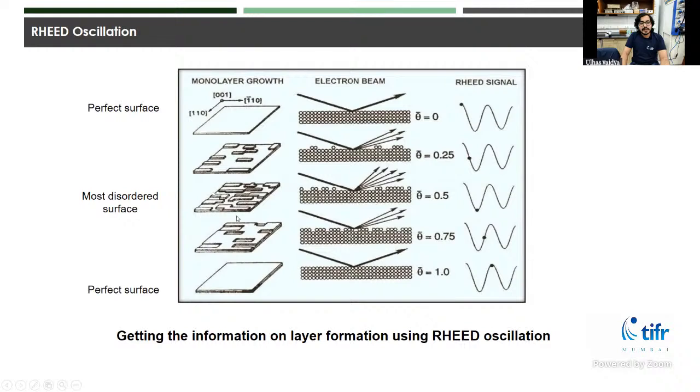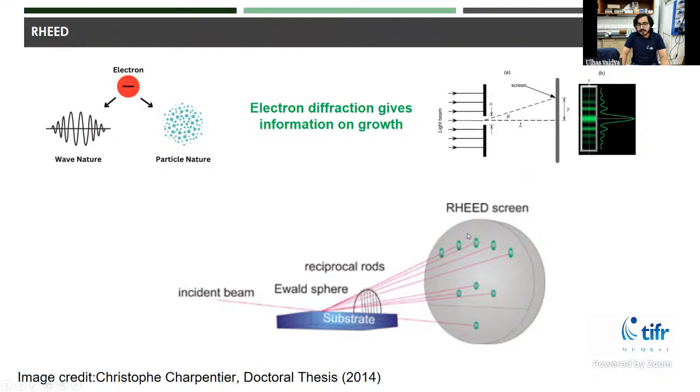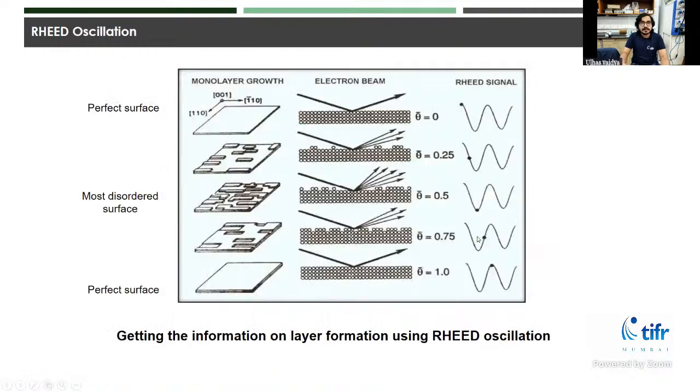And when we get to 50% of the monolayer, the surface will be maximally disordered and the RHEED intensity will be minimum. And again, when the layer is almost near completion, the RHEED intensity will go up gradually, as you can see. And when the next monolayer is perfectly formed, the RHEED intensity will be maximum again. So this is called RHEED oscillation. By focusing on one particular beam and monitoring its intensity, we can get information about the monolayer formation also. So by monitoring the RHEED oscillation, we can get some idea about the growth and growth rates.